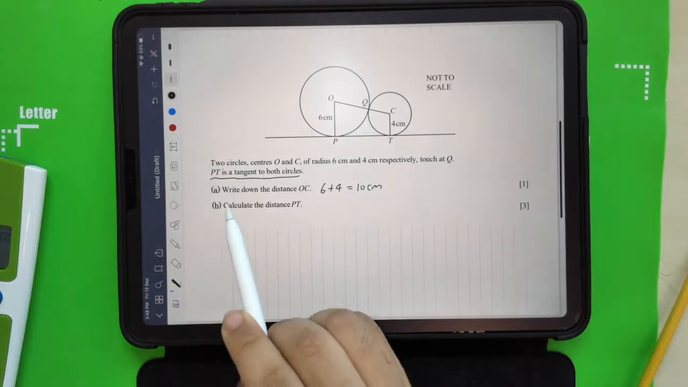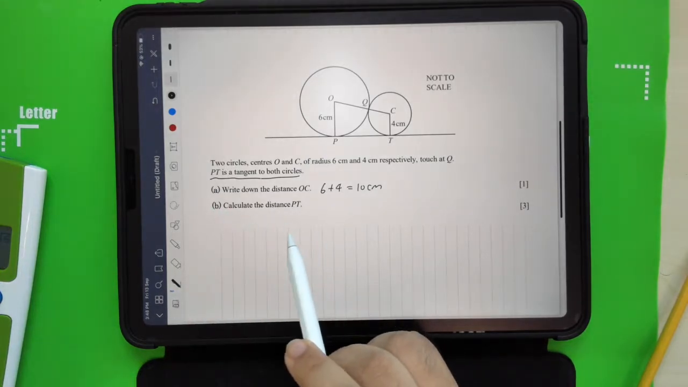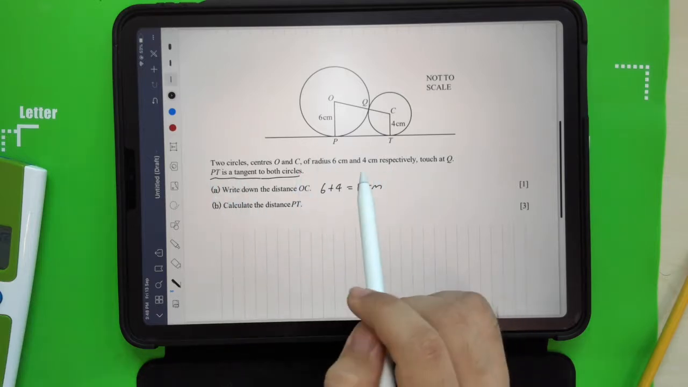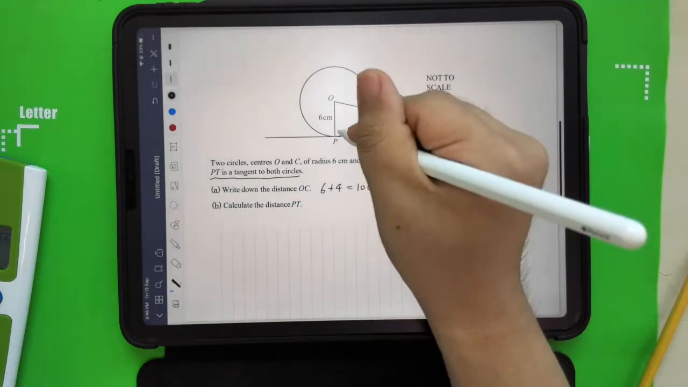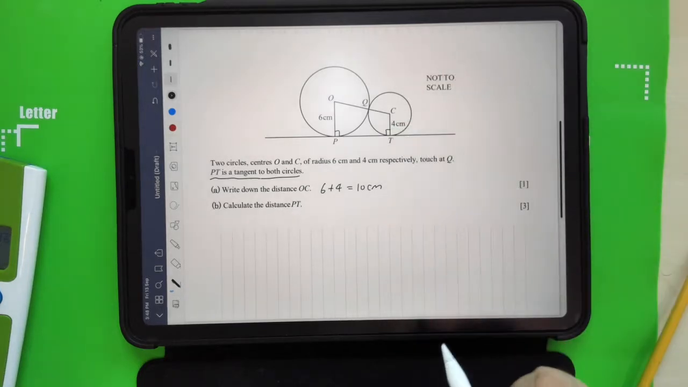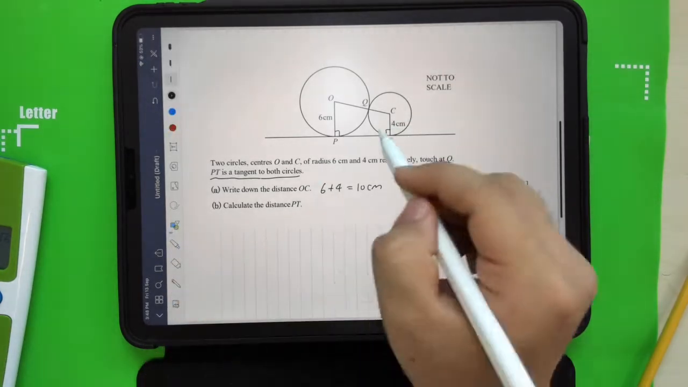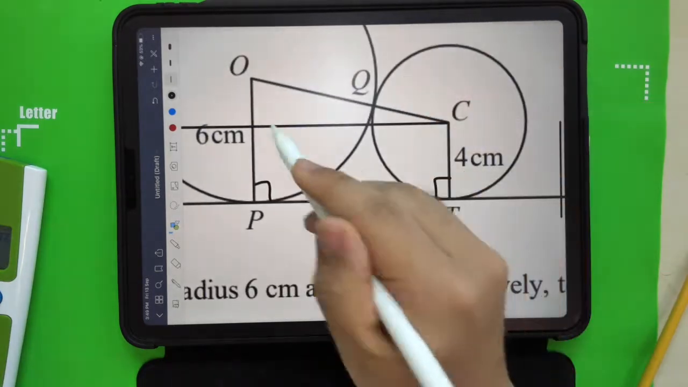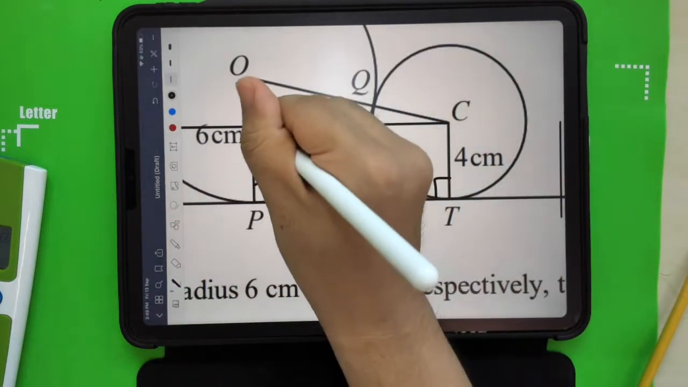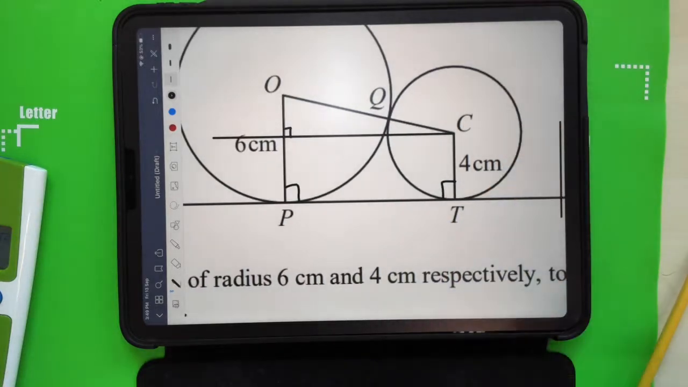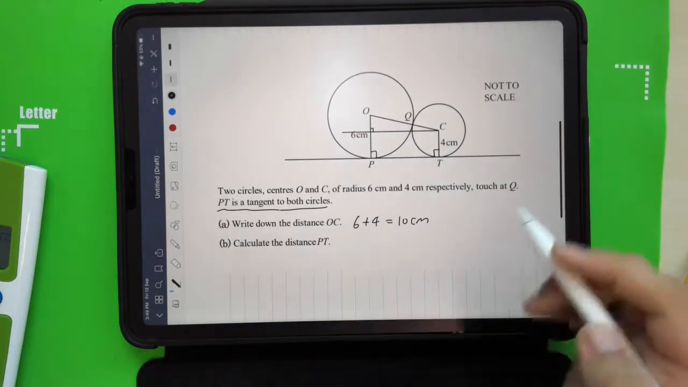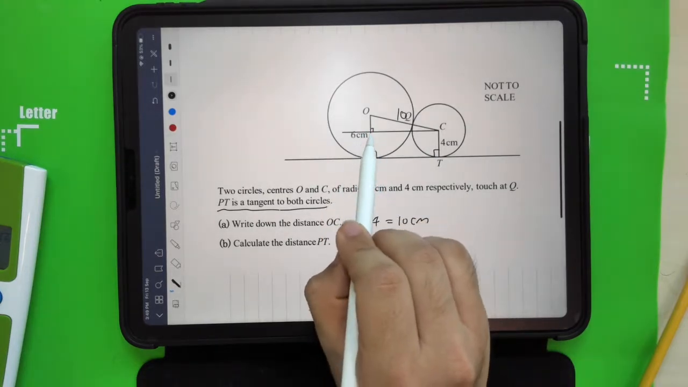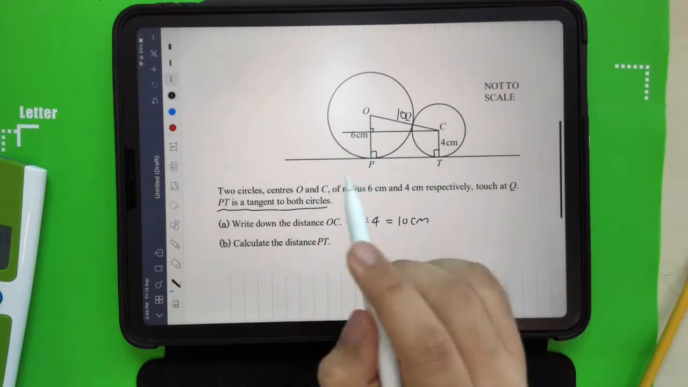Now let's look at question B. Calculate the distance PT. To do this question, you have to use this information given here. PT is a tangent to both circles, which means that these angles here are right angles. Now, what we can do is push the line upwards here, if you visualize it, so that we have a new right-angled triangle here. We already know the length of the hypotenuse from part A, right? So this is 10. And we know that the distance here from O to this part would be 2, because that's the difference between 6 and 4.